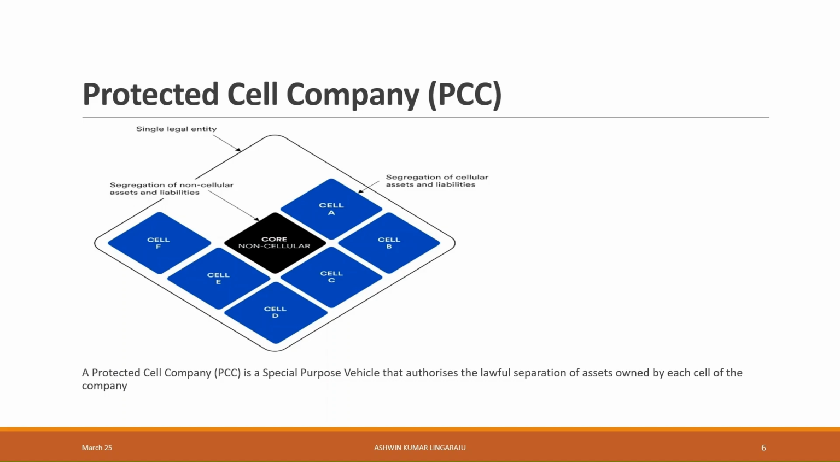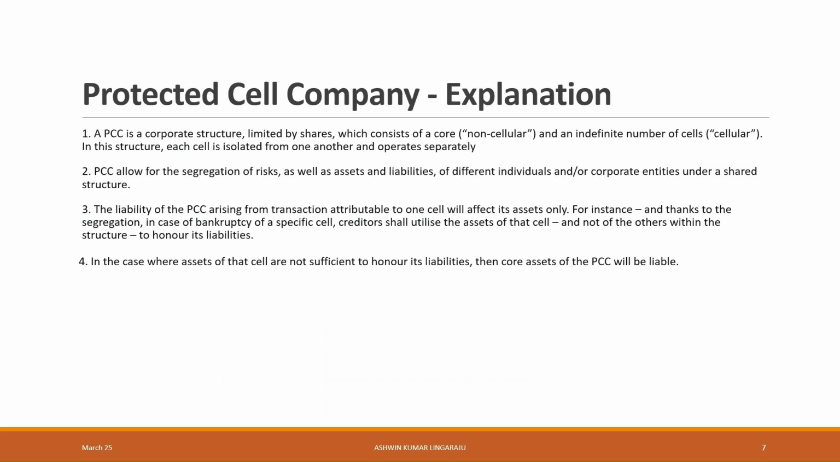For instance, in case of bankruptcy of a specific cell, creditors shall utilize the assets of that cell and not others within the structure to honor its liabilities. In the case where assets of that cell are not sufficient to honor its liabilities, then non-cellular assets of the PCC will be liable. This is about PCC and its usage as SPV in collateralized reinsurance.